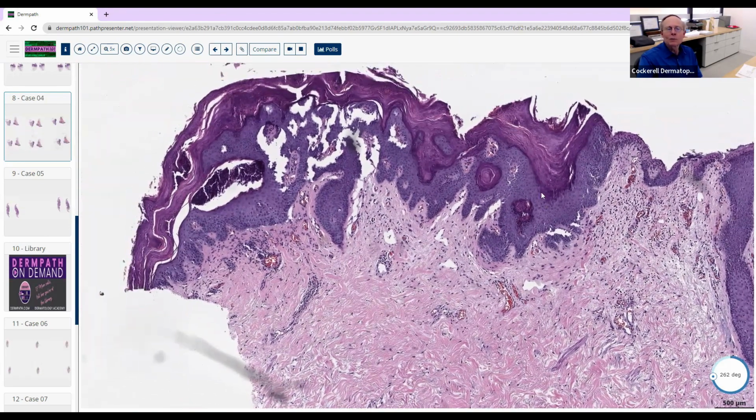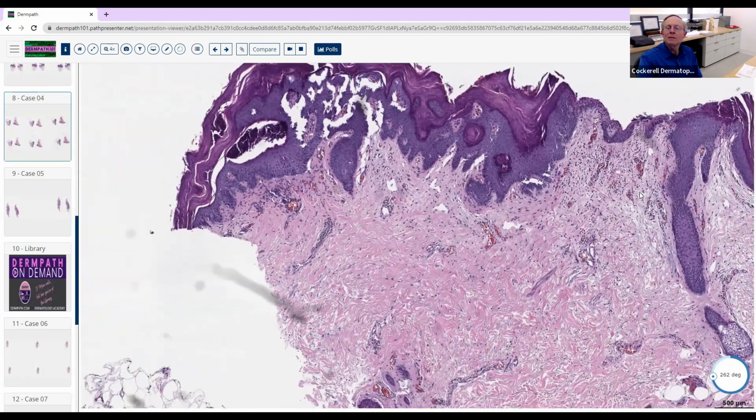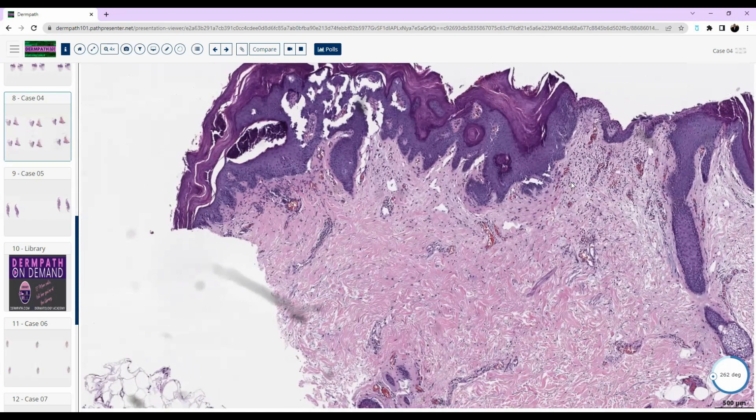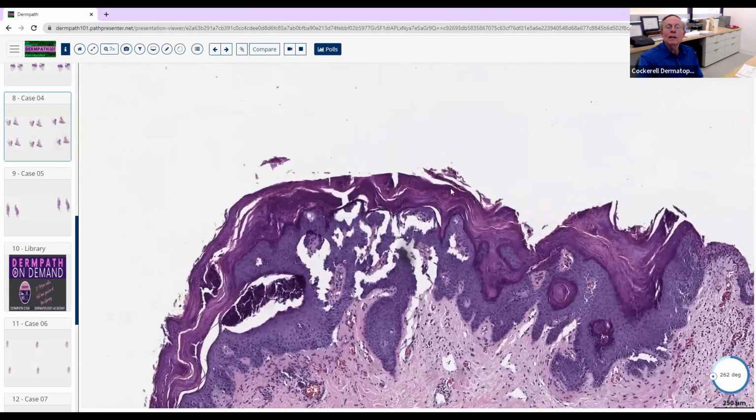What about the inflammatory infiltrate? On a scale of 1 to 10, where are you going to put it? I thought it was pretty sparse. Mostly a 1, some lymphocytes, minimal inflammation. So this is going to be a sparse superficial perivascular dermatitis, but the main changes are going on up here. So let's look at that cornified layer.